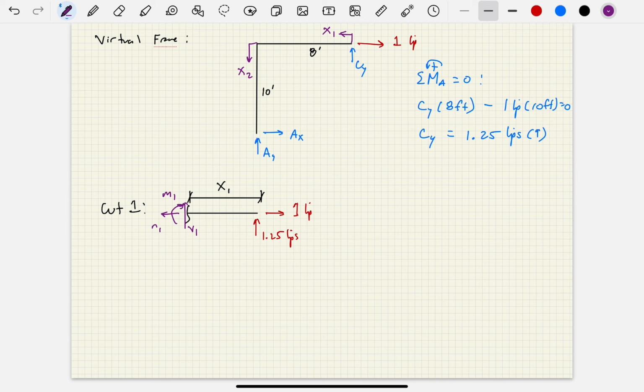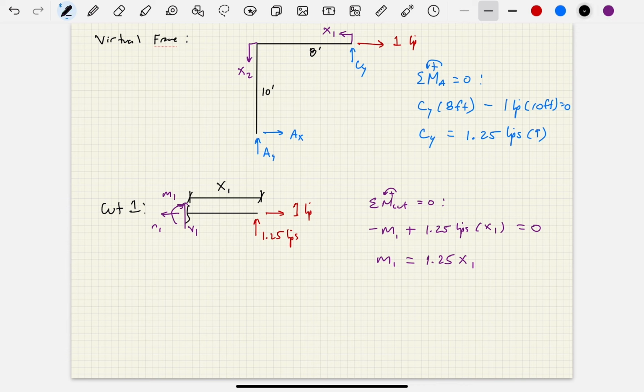And so here I'm going to say sum of the moments about the cut equals 0. And to establish this equilibrium equation, we're going to say negative little m1, and then we're going to say plus 1.25 kips times x1 equals 0. We can do some rearranging here, and we'll get little m1 is just 1.25 times x1. So that's my first virtual moment function.